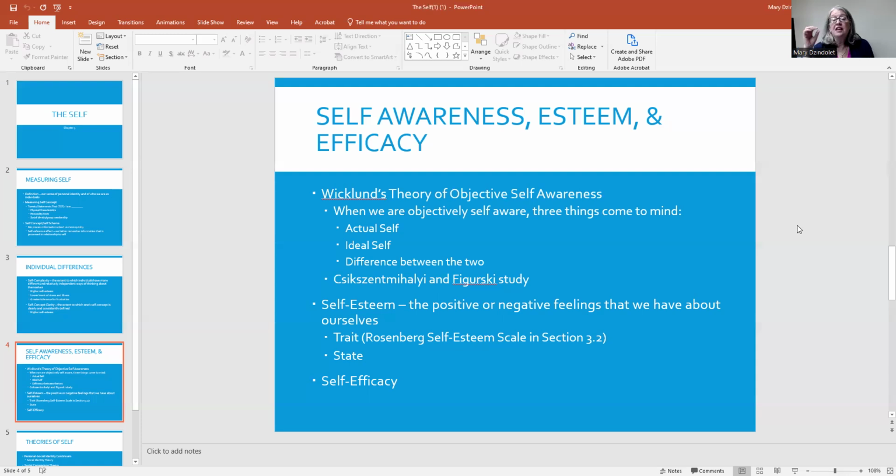Now, there's a theory created by Wicklund, his theory of objective self-awareness. It's different than just regular self-awareness. Objective self-awareness is when you are looking at yourself as though you're an object, looking at yourself the way other people might see you.